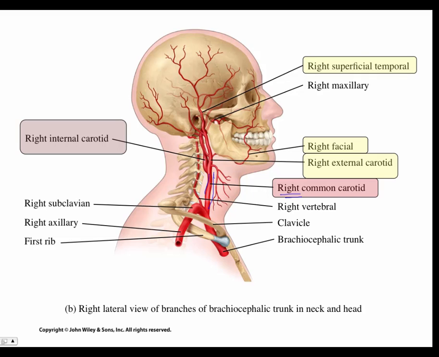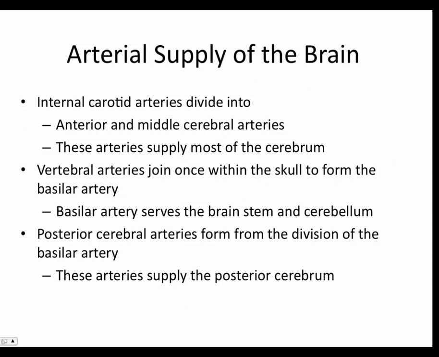And so from this right common carotid artery, we have a branch, and this is going to be your right internal carotid artery. On the other side, it's going to be the left internal carotid artery. Now from here, this internal carotid artery is going to feed into our skull to deliver all that oxygen and nutrients to our brain. So from that internal carotid artery, we're going to divide into both the anterior and middle cerebral arteries. And both of these arteries are going to give the nutrients to our cerebrum.